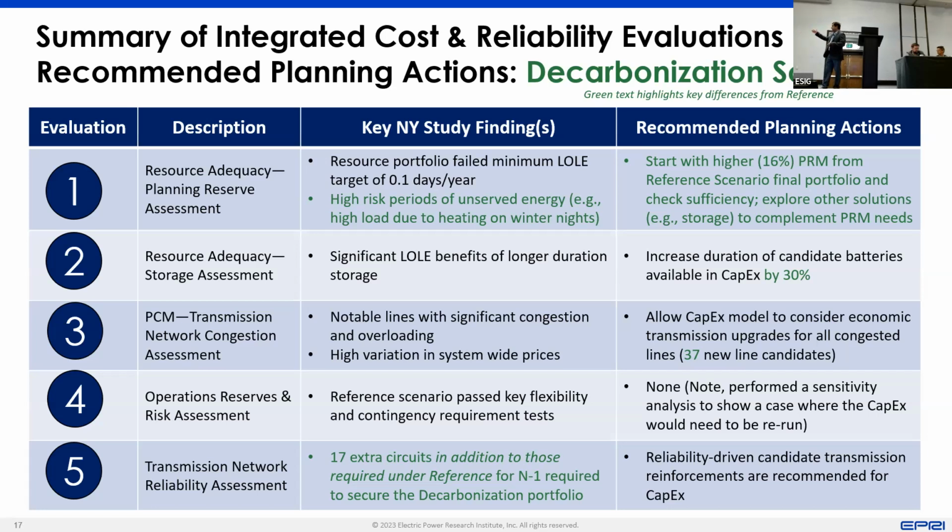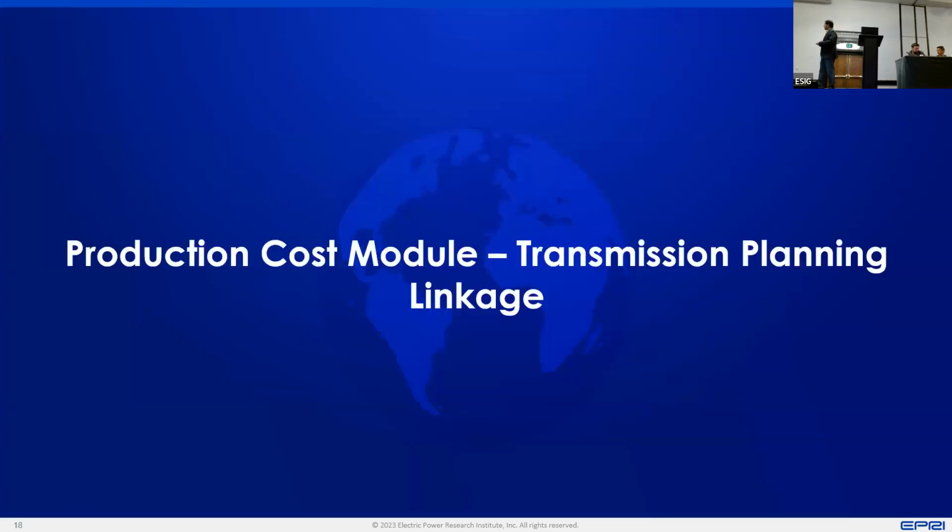But anyway, so we looked at some snapshots in transmission. And sure enough, there were needs from reliability perspective. We saw thermal overloads, we saw voltage violations, and we added more transmission reinforcements to get rid of those violations. So those were the 5 steps that were performed for assessing the reliability of the deep decarb scenario.